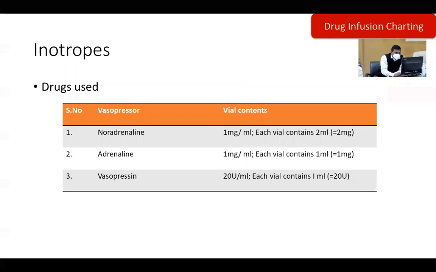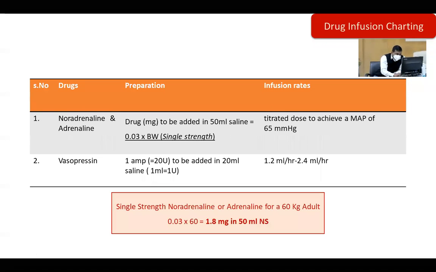And coming to inotropes, we have 3 commonly used inotropes: noradrenaline, adrenaline, and vasopressin. Noradrenaline comes with 2 mg per ml, that is 2 ml is equal to 2 mg in the ampule. And in adrenaline, 1 mg per ml, each ampule contains 1 ml is equal to 1 mg. And vasopressin, 20 units per ml, each vial contains 1 ml is equal to 20 units. Now let's see how it is being prepared.